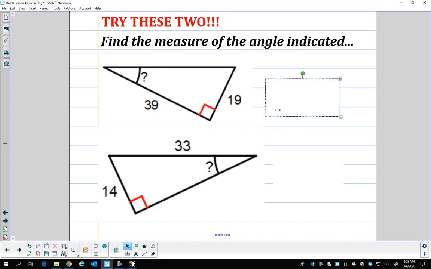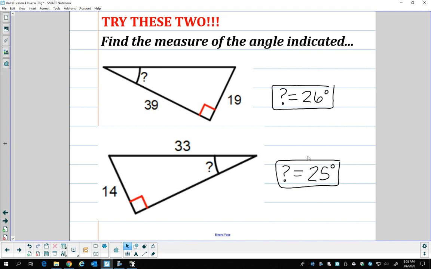So I hope you pause and try these on your own. If you didn't get the same thing as me, make sure you ask me for some help in class, and I can show you how I arrived at these two answers.